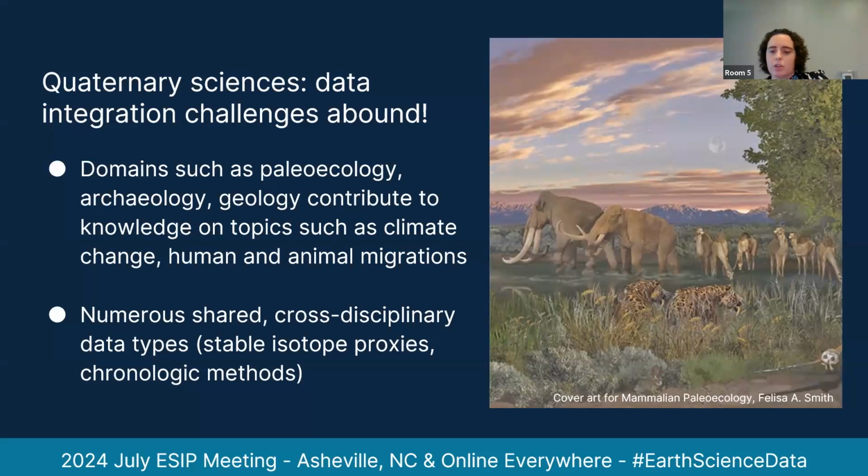This is a research space that is concerned with topics such as climate change, human and animal migrations through time. And they have a number of cross-disciplinary shared data types, such as stable isotope proxies, various chronological methods, such as radiocarbon ages. And from a metadata perspective, they have similar spatial emphasis and challenges related to key sites and importance of stratigraphic levels, some of which we heard Daniel just talking about a moment ago.